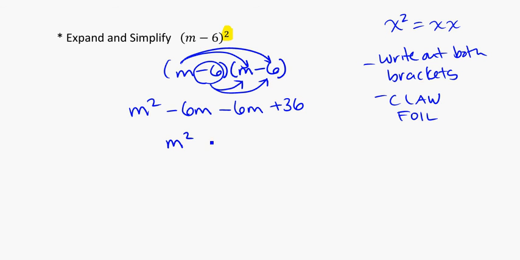So m squared minus 12m plus 36, where we have combined together the minus 6m and the minus 6m to be minus 12m because they're like terms. So don't forget, when you see a single bracket with the squared, you need to write it out twice and then expand.